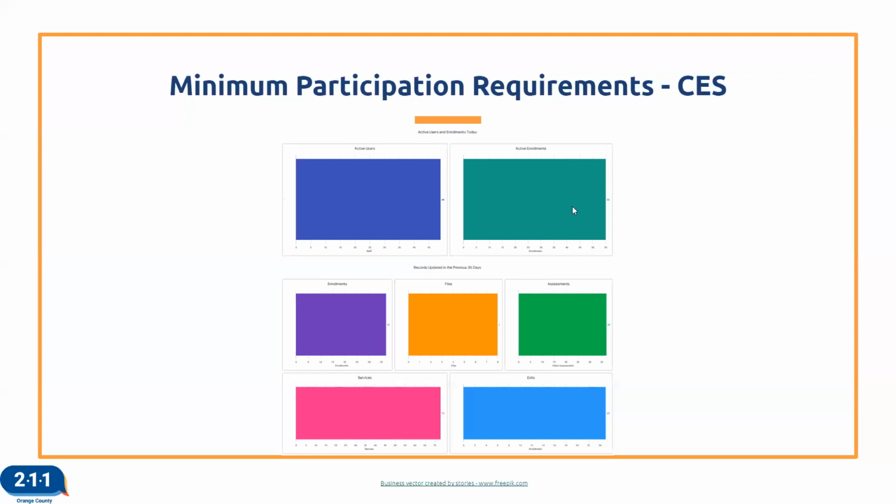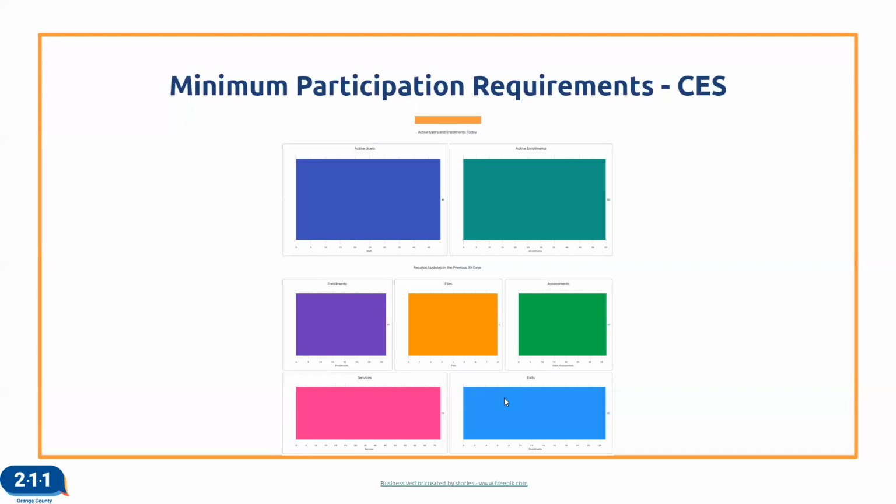The active enrollments bar is telling you how many active enrollments your agency is marked as the access point for, either the family or individual coordinated entry project, whichever dashboard you're running. And then this bottom section will tell you your agency's activity in relation to coordinated entry. So how many enrollments have you entered or updated, files, assessments, services, and exits.